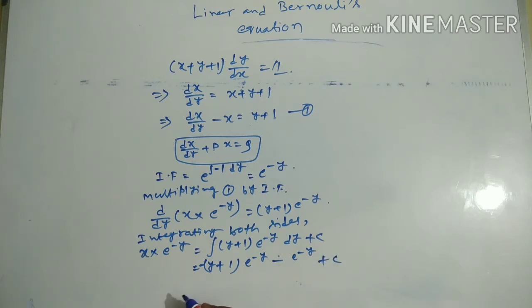So the general solution, I am writing in fresh, x into e to the power minus y equal to minus (y plus 1) e to the power minus y minus e to the power minus y plus c. So this is the general solution of the given ODE. Okay.